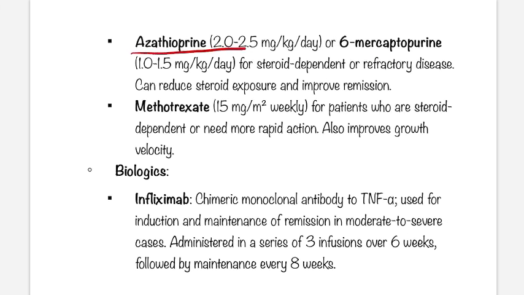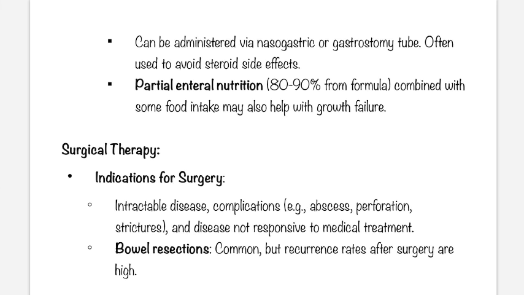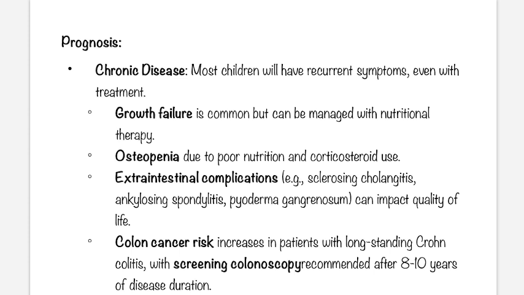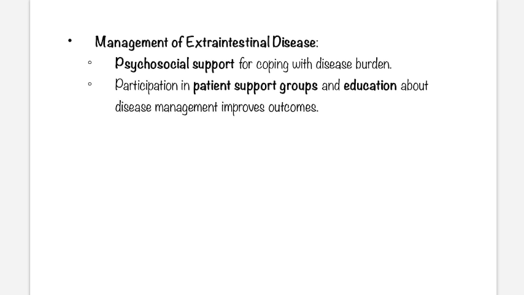Immunomodulators like azathioprine, if you want to remember the dose, yes, you can remember. Methotrexate is used, infliximab is used, adalimumab, vedolizumab, and ustekinumab. Exclusive enteral nutrition is used, partial enteral nutrition and surgery we have seen. So, prognosis: colonic cancer risk is more. After 8 to 10 years, colonic cancer risk is important. Management of extraintestinal disease is important.